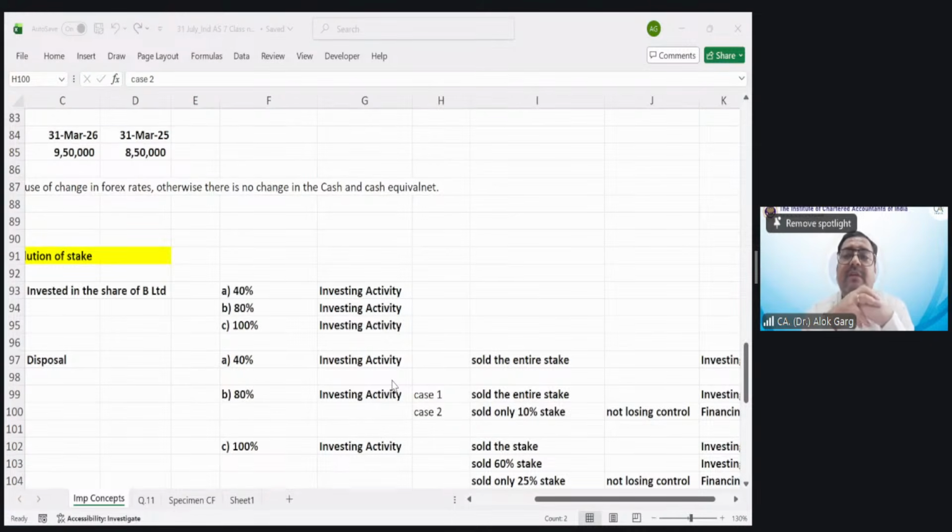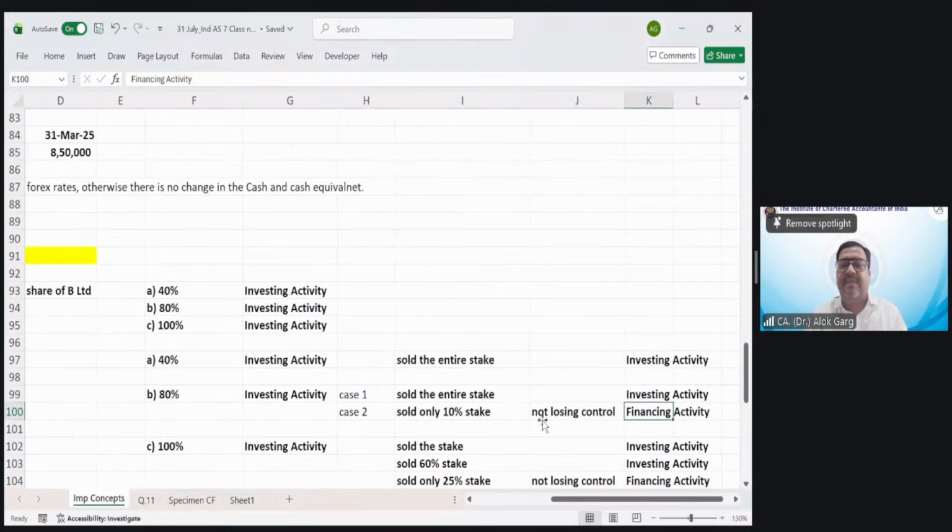Answer is no. So this 10% sale of stake, Manoj, will it be a financing activity or an investing activity? The standard says that whenever there is only a change in the ownership interest which does not result in losing control, it will be considered a financing activity. It means you have sold the stake because you were in need of money for the business. That's how you sold the 10% stake. So this is what the standard says, that it has to be shown as a financing activity.